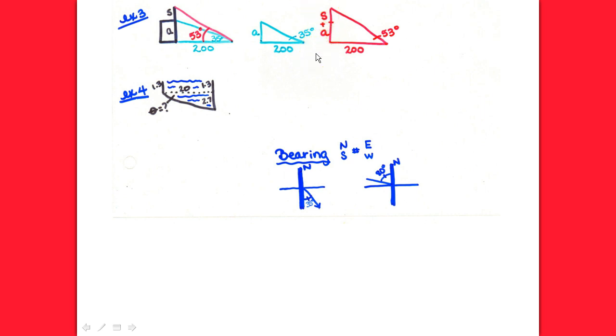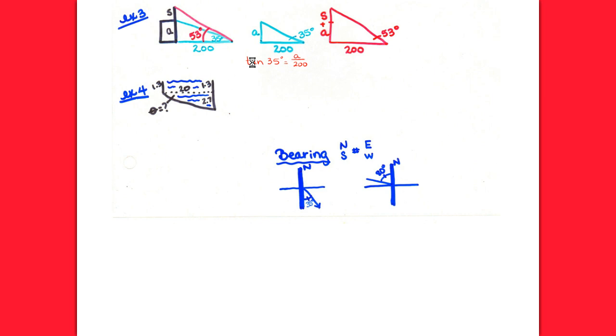I'm trying to find just the smokestack, but I'm not going to be able to solve for S until I know what A is. So let's start over here and solve for A, and then we'll be able to plug that in. Okay, so what am I going to use to solve for A over here? Sine, cosine, or tangent? Tangent, right. Because I am looking for the opposite A, and I know the adjacent 200.